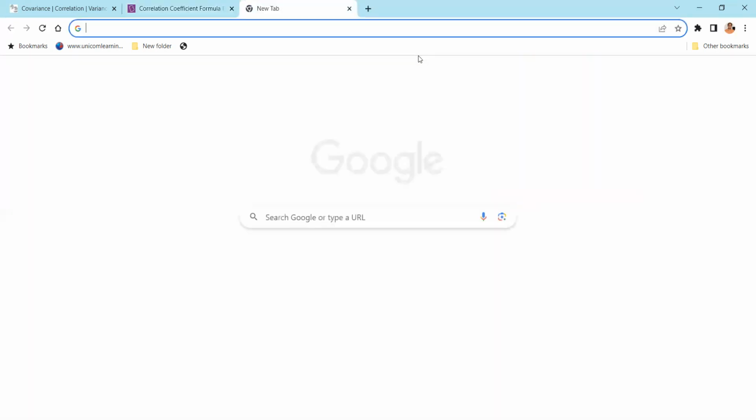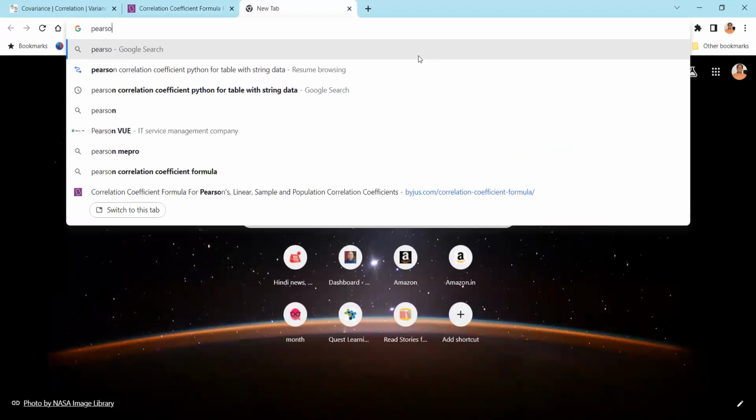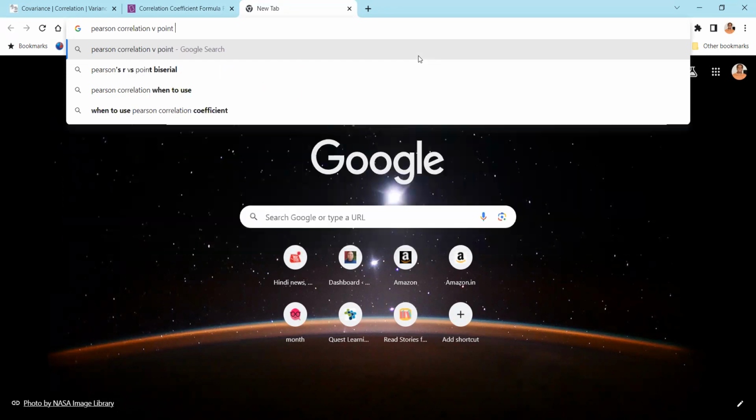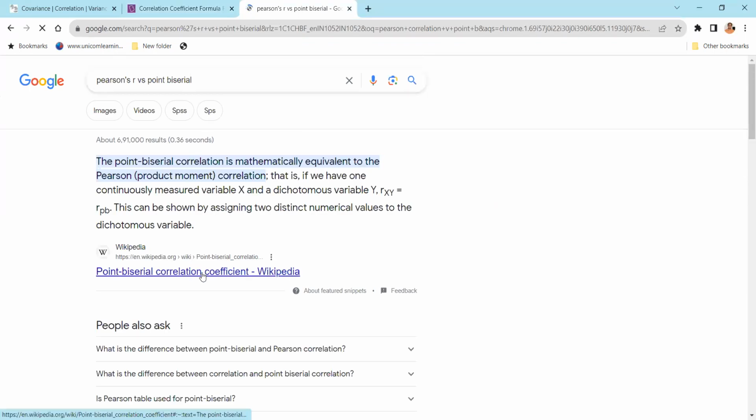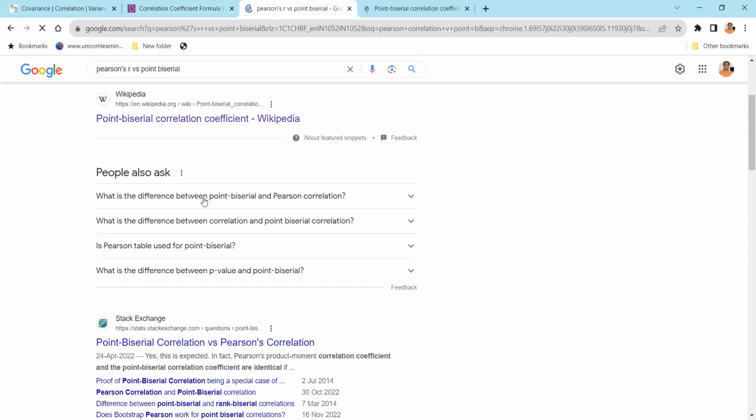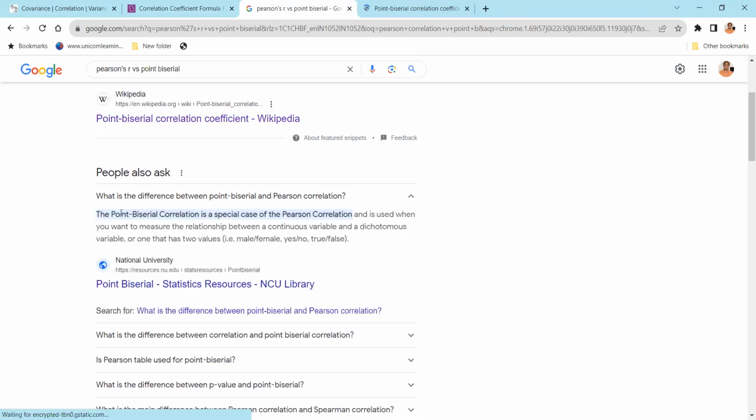Now we'll say Pearson correlation versus point biserial. So this is point biserial. What is different between point biserial and Pearson? Point biserial is a special case of Pearson and used when you want to measure the relationship between a continuous value and a dichotomous variable. So when do we use point biserial? To measure the relationship between a continuous variable and a dichotomous one.